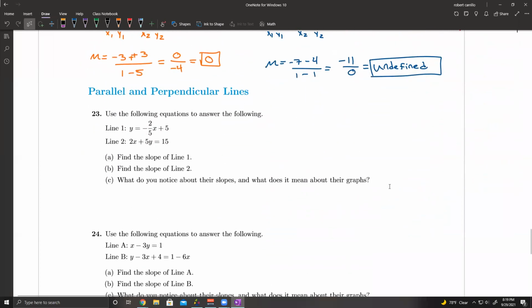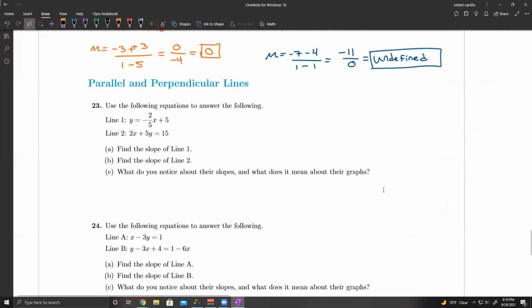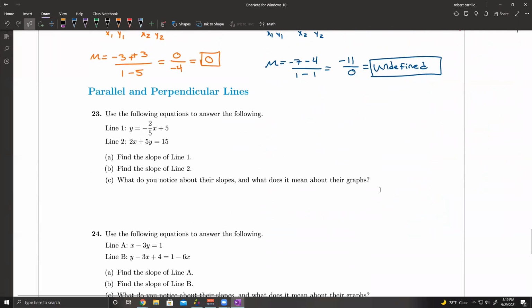All right. So 23 and 24 are about parallel and perpendicular lines. It says use the following equations to answer the following. Y equals -2/5 x plus 5. 2x plus 5y equals 15. Find the slope of line 1. Find the slope of line 2. And what do you notice about their slopes? And what does it mean about their graphs? Okay, cool. So for line number 1, to answer A, what is the slope for line number 1? -2/5.